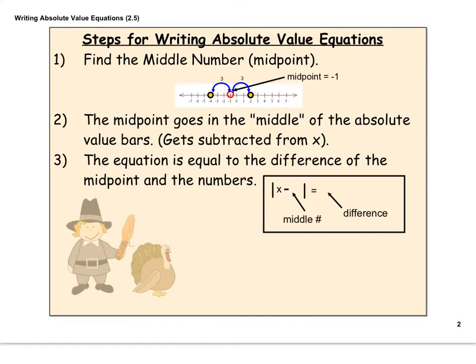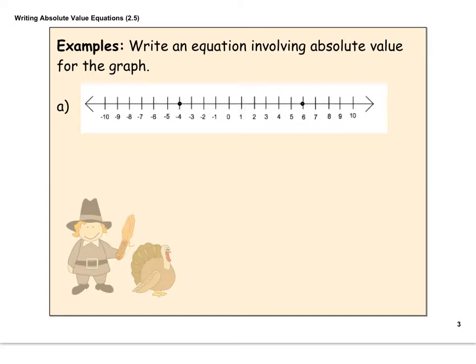Okay? So let's take a look at some examples. Our first one, the directions say write an equation involving absolute value for the graph. Awesome. As soon as you see that, you know your equation's going to be this to start with: absolute value with x minus on the inside of it and an equals. Done deal, you already know for sure that's what's going to be in there. Next thing that we need to find is our midpoint, or our middle number.